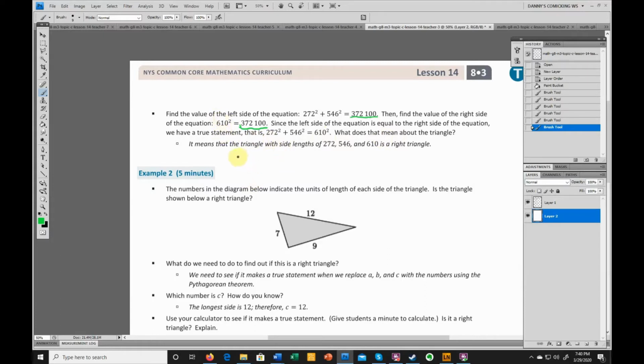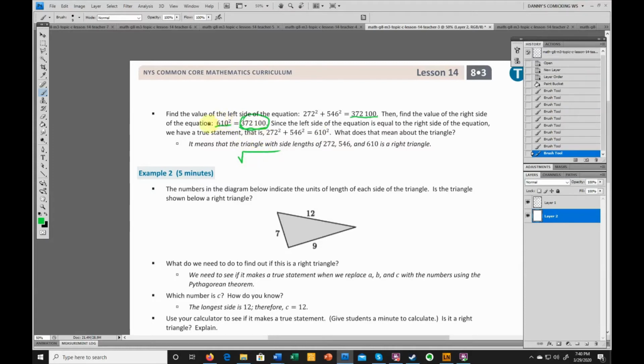So I'll teach you a trick. On your calculator, there is a thing that looks like that. That is the square root symbol. If you take this number and you hit the square root symbol, it will give you 610. It won't give you the square mark. It'll give you 610. Why is that important?